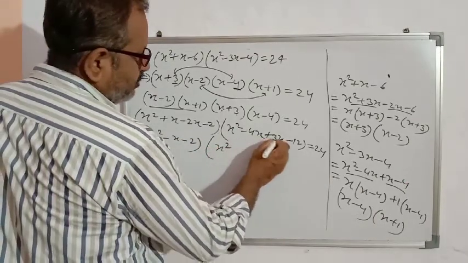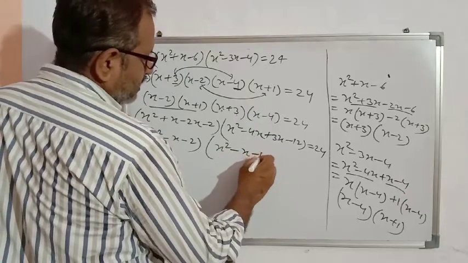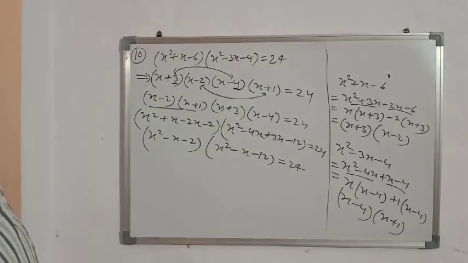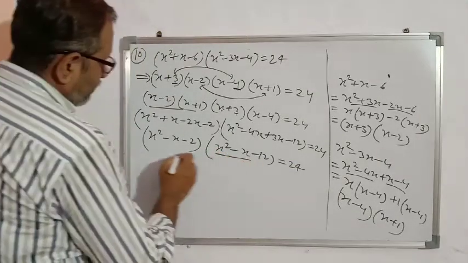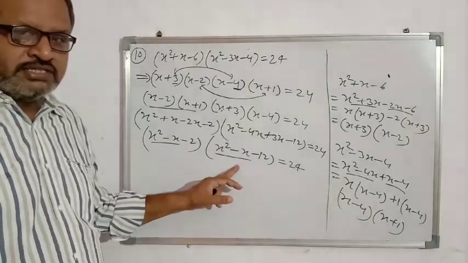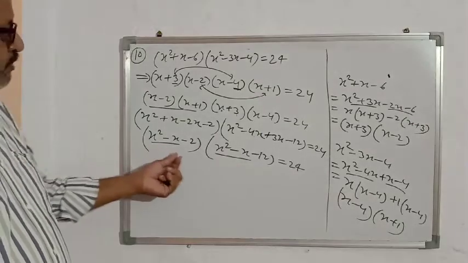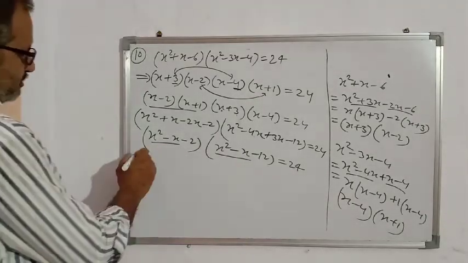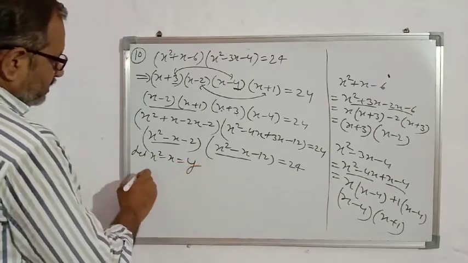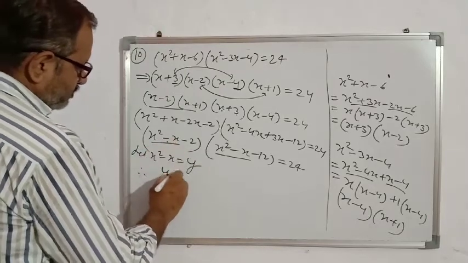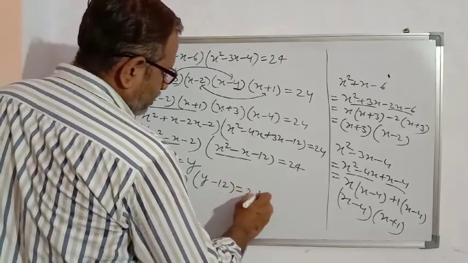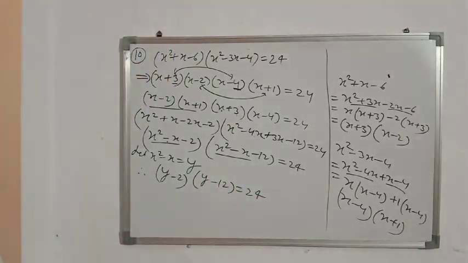(x² − x − 2)(x² − x − 12) = 24. See, in both the brackets, the x² − x term is present: x² − x here and x² − x in the second bracket. We will suppose it is equal to y. So let x² − x = y. So what can we write here? (y − 2)(y − 12) = 24.